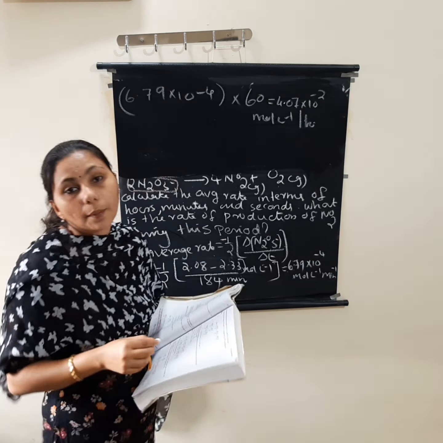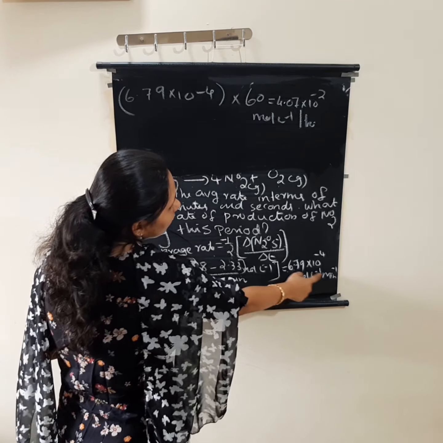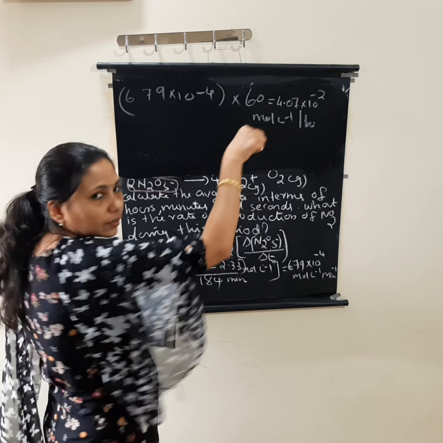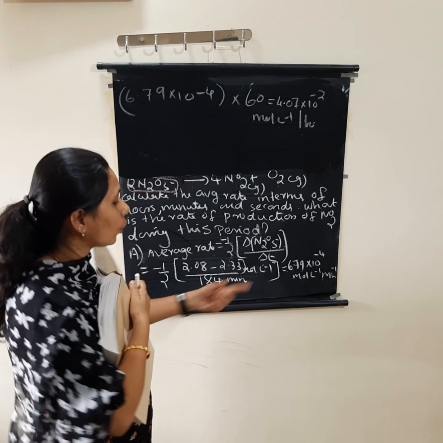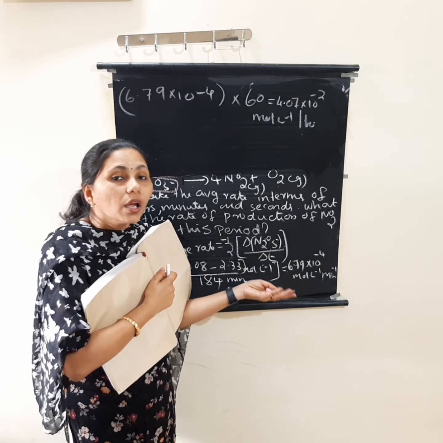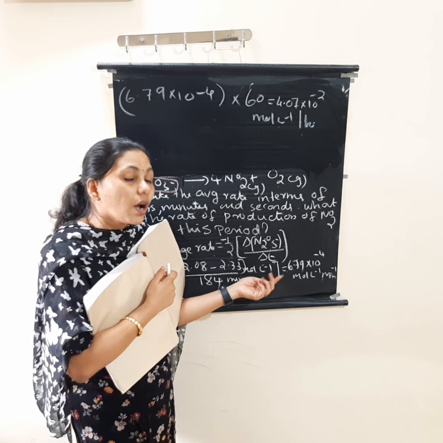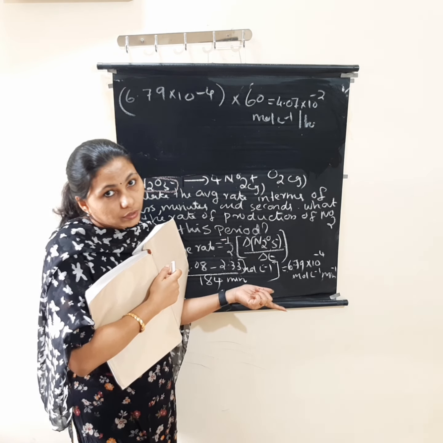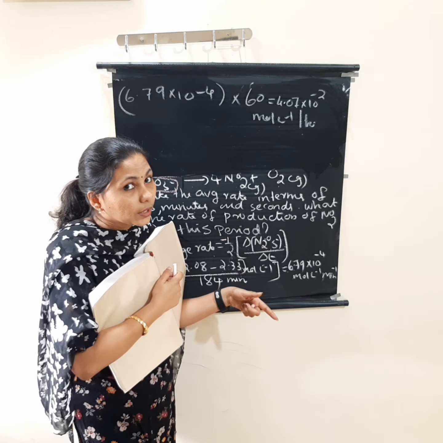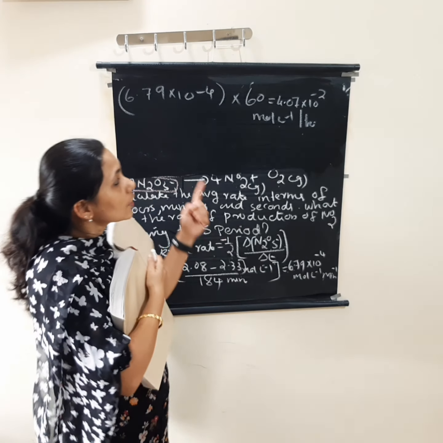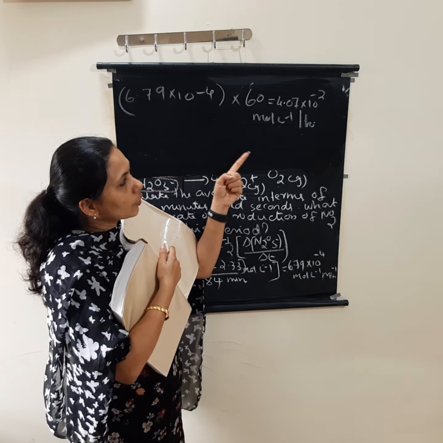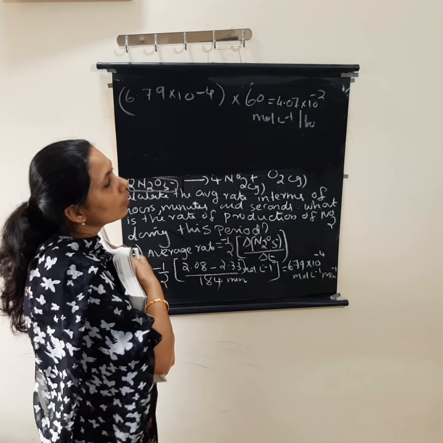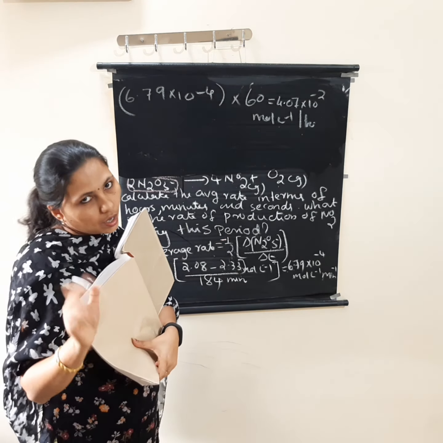Moles per liter per hour. It was moles per liter per minute; we can write it as h inverse. Here I am writing moles per liter per hour. The value we got is in minutes, so in 1 hour, what do we find? 1 hour means 60 minutes, so we multiply the given value with 60. We get 4.07 into 10 raised to minus 2 moles per liter per hour.